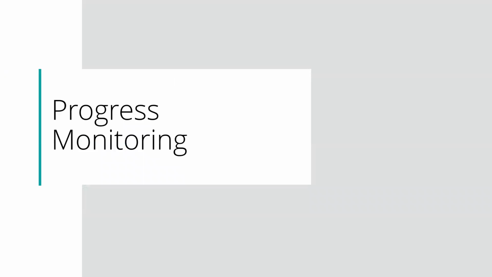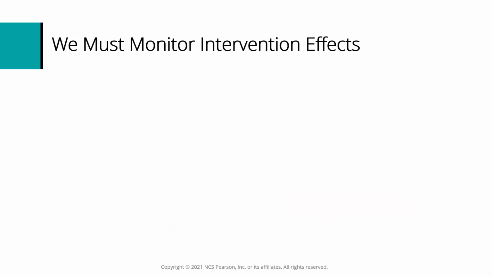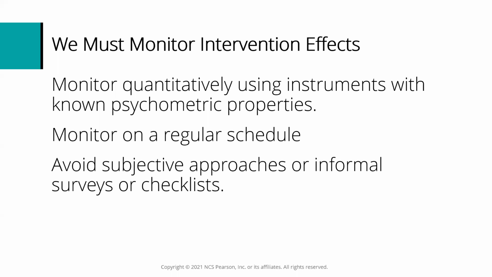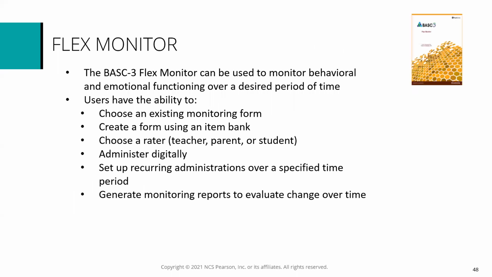Okay, we just have a few minutes left, so I'm going to get into quickly what progress monitoring looks like as part of the digital assessment library. We want to make sure that we're monitoring intervention effects quantitatively, using instruments that have known psychometric properties versus anecdotal data, so that we can really get a good understanding of whether or not we need to make changes to the current interventions. We want to avoid any kind of subjective approaches or informal checklists, as they don't tend to hold up in terms of their validity related to progress monitoring.